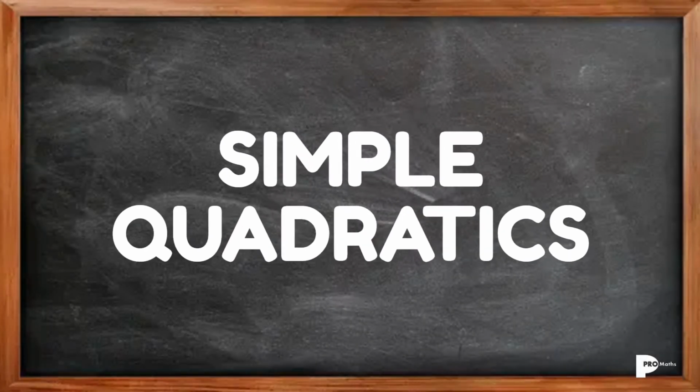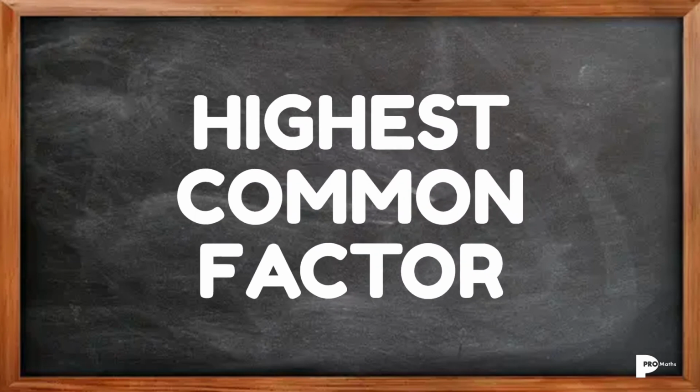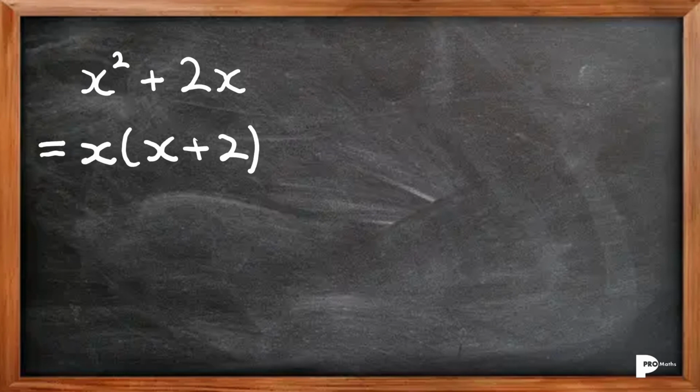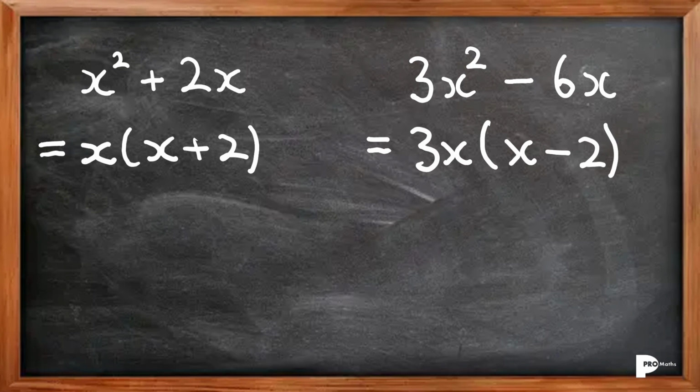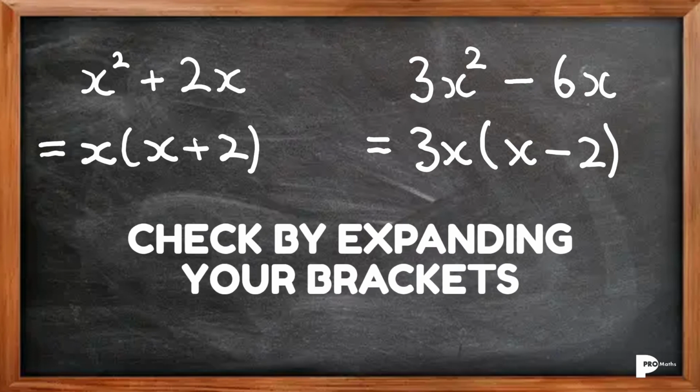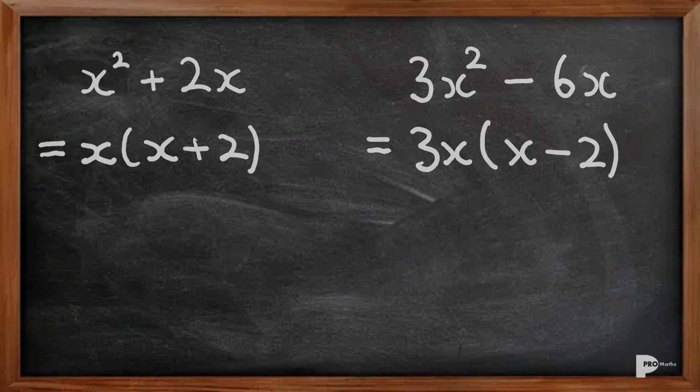Simple quadratics with two terms can be factorized using the highest common factor. Nothing too special here. Let's take x squared plus 2x. The highest common factor is x, so we get x outside of x plus 2. One more. Let's factorize 3x squared minus 6x. Highest common factor is 3x, so we get 3x outside of x minus 2. You can always check that you have done it right by expanding. You should get what you started with if you expand.